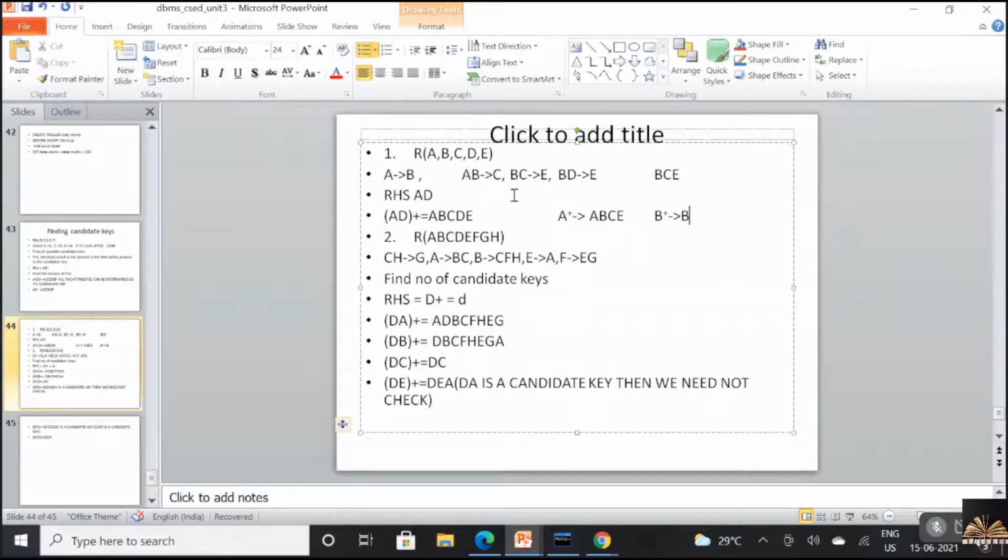Anything apart from B? A implies B, AB implies C, BC implies E, BD implies E. No. So B closure is B. Then I can go with C closure.